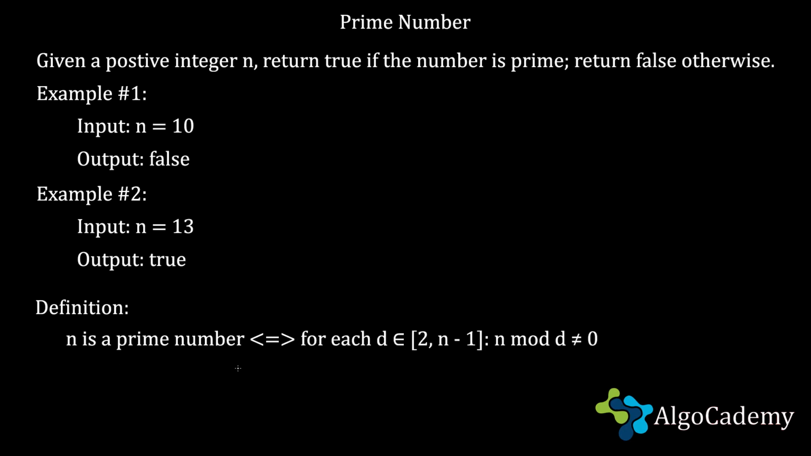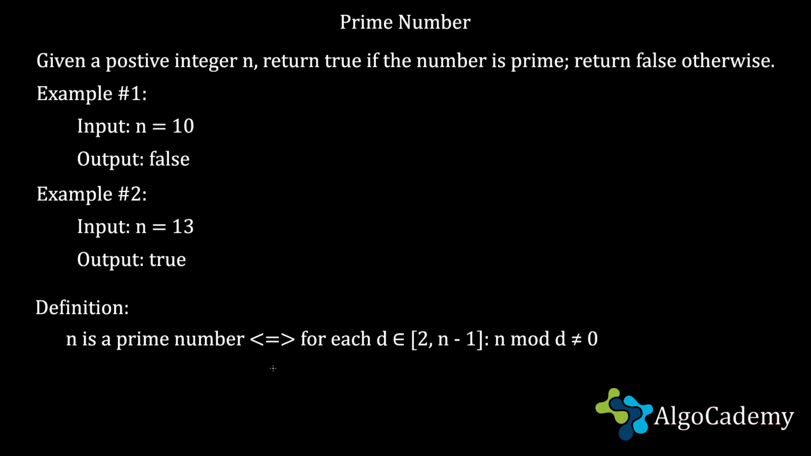Let's formulate the definition. n is a prime number if and only if for each integer d in the range from 2 to n minus 1, n modulo d is different than 0. So the remainder of n divided by d is different than 0. This means, of course, that n is not divisible by d. And if it happens for each and every integer in this range, we know that only 1 and n are going to be the divisors of this number, so it is definitely a prime one.